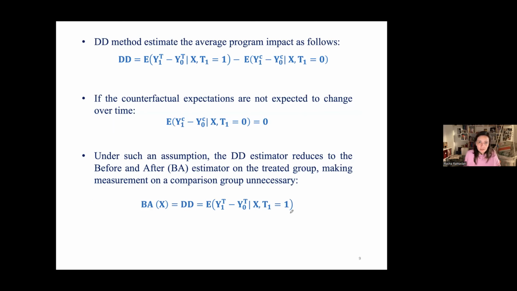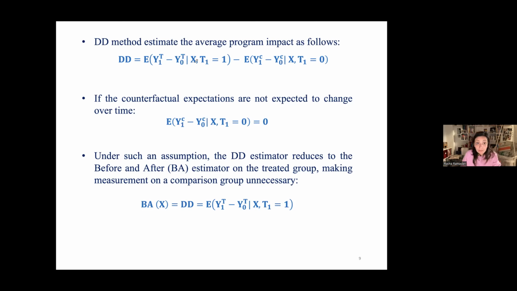Let's see how we will estimate the effect of the treatment on the outcome using the difference in difference method. The difference in difference method estimates the average program impact as follows. Here you have the outcome of the treated individual at period 1 minus the outcome of the treated individual in period 0, given that the individual is treated.